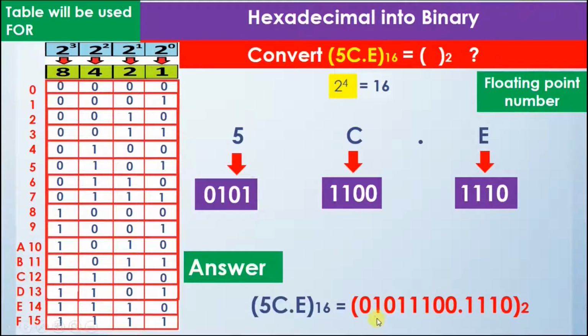So now we can say that 0101 comes from here, 1100 comes from here, and next we have the decimal point that will maintain its position, and 1110 comes from here. So now we can say that the number 5c.e in hexadecimal is equal to 01011100.1110 in binary. So this is how we can calculate conversion of hexadecimal number into binary using the floating point number.